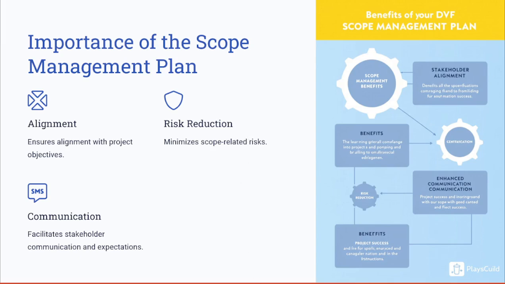Now let's understand the importance of having a well-defined scope management plan. The scope management plan is essential for aligning the project scope with its objectives. It reduces risks such as scope creep or misalignment by defining the processes for controlling changes in the scope. Furthermore, it enhances communication among different stakeholders by providing clarity on scope boundaries and realistic expectations on what the project is going to deliver.